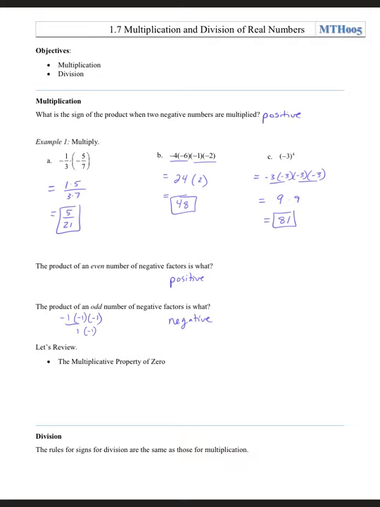Let's review the multiplicative property of 0. The multiplicative property of 0 states that whenever you have a number, we're going to use a number a here, if we multiply it by 0, what will we get? Right, we'll always get 0. It doesn't matter what we multiply by, when we multiply it by 0, it'll always be 0. Negative 3.75 times 0 is still going to be 0. So this is the multiplicative property of 0. Keep in mind, we also have the additive identity and the multiplicative identity, which are different from this. And the last thing we have on this page says the rules for signs for division are the same as those for multiplication.